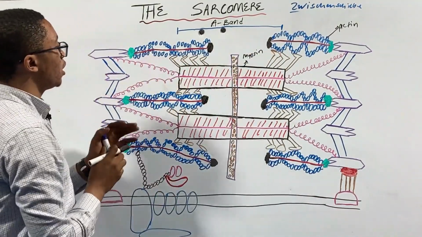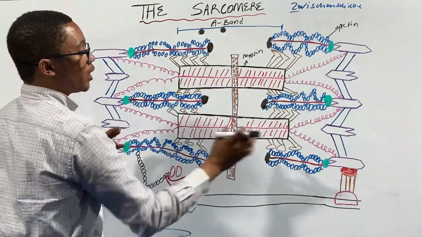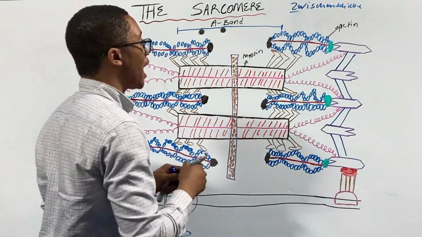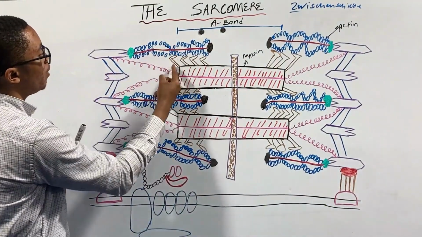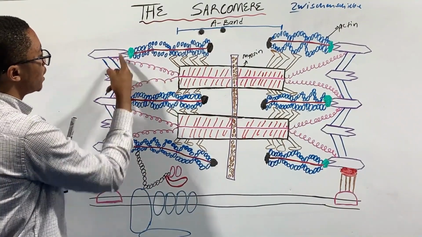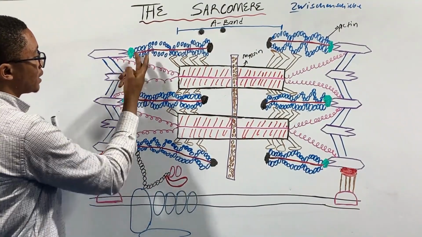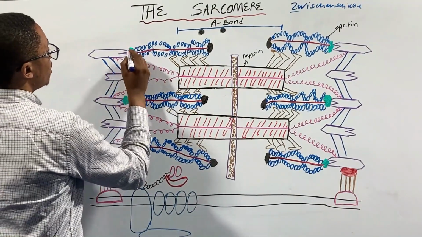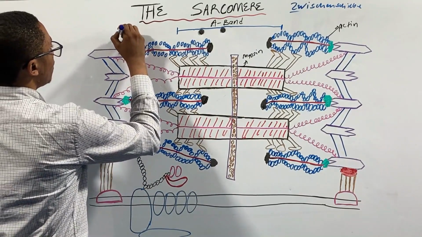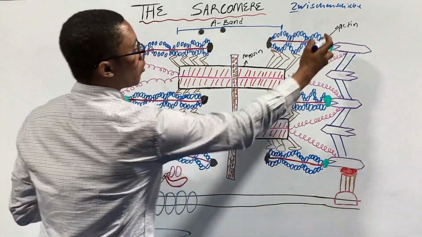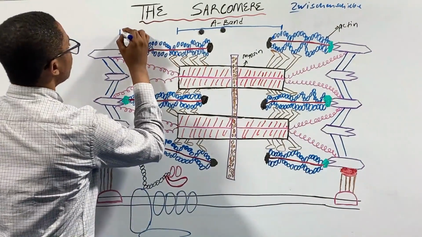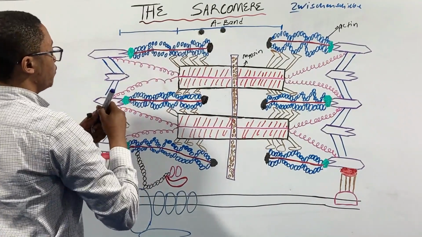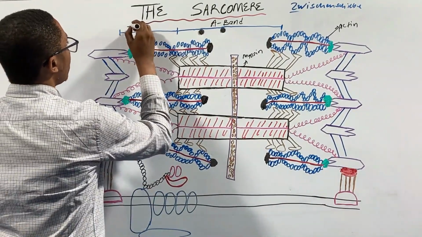Now, the lighter areas of the sarcomere are known as the I band, I for isotropic. From this area down to this area, we will find the ending part of the actin. So from here down to this part is known as the I band. We call here the I band.